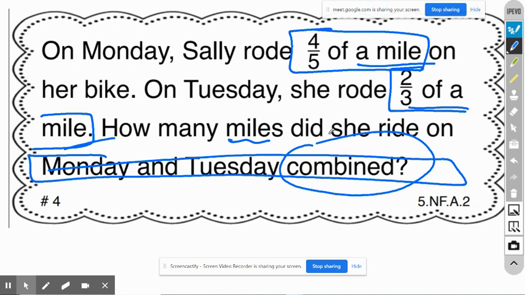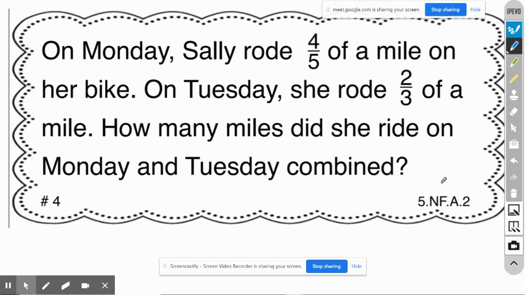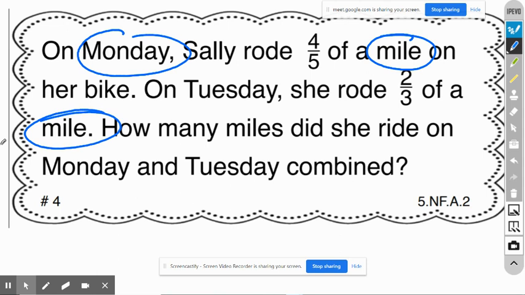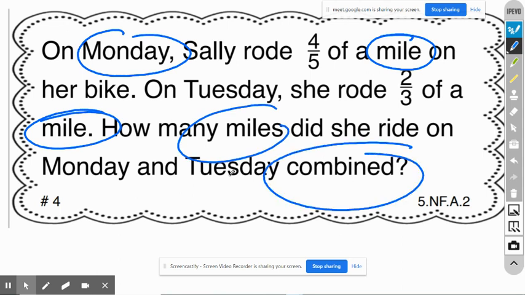So here it's the same. I'm talking about miles in one day and some miles another day. Remember when I talked to you about reading the problem and not paying attention to the numbers? So if I say Sally rode some miles on Monday, and then on Tuesday she rode some more miles, how many miles did she ride combined?